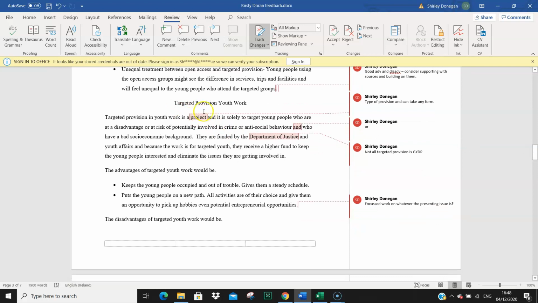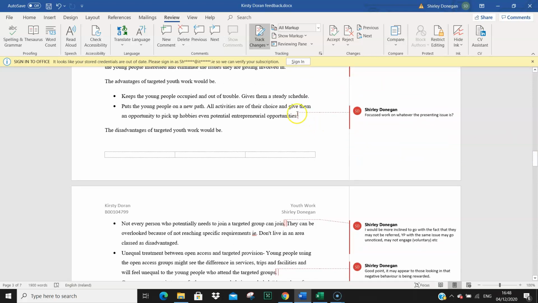So this is, rather than being a project, it's a type of provision, and it can take any form. So it can be one-to-one, it can be project work, it can be a men's group, a women's group, an issue-based group, whatever. Here I would suggest "or have a bad socioeconomic background" rather than making that a criteria. And not all targeted provision is Garda Youth Diversion, so it may not be funded by the Department of Justice.